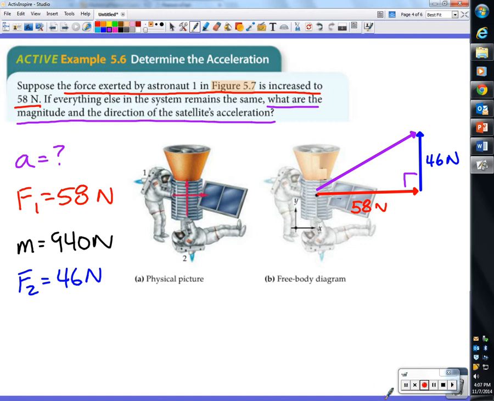Now, unlike the last problem, we can't just assume this to be 45 because these two sides are not equal to one another. It's some angle theta, but we don't know what it is. We need to calculate it. So, first thing we need to do, find the hypotenuse of this right triangle. Do that now.